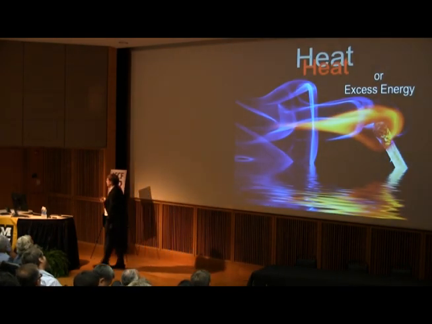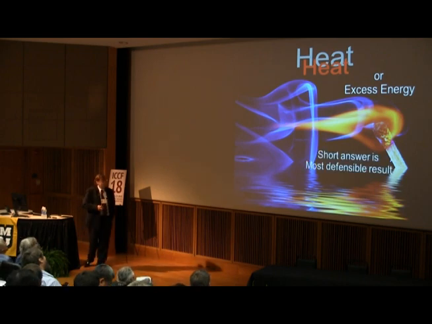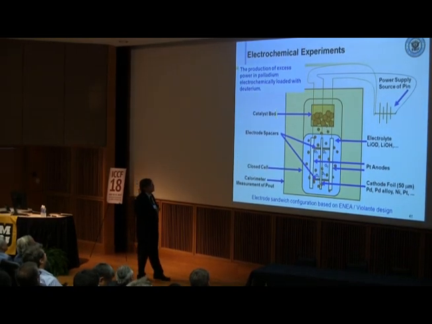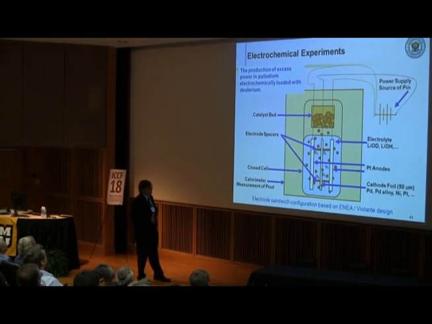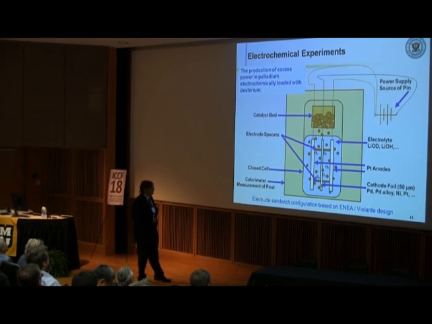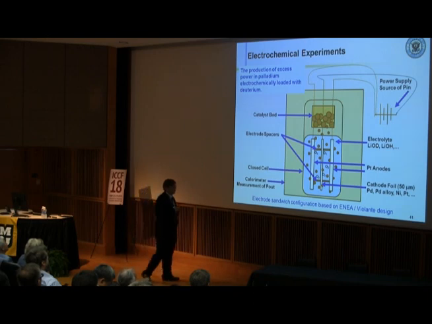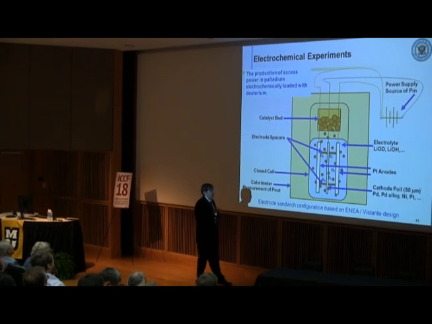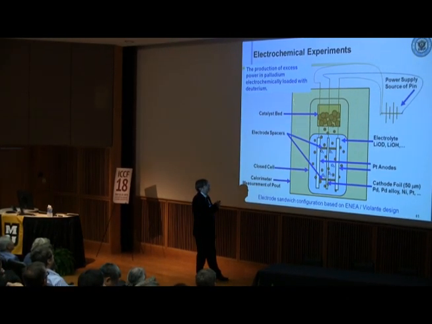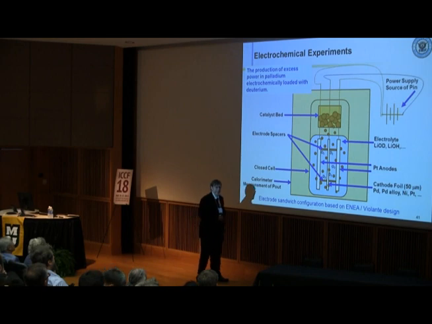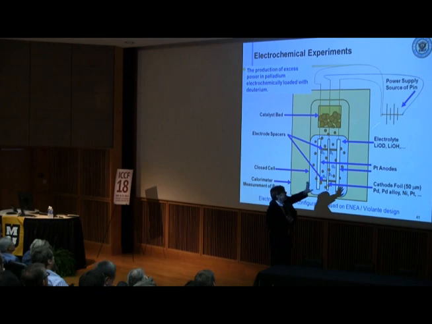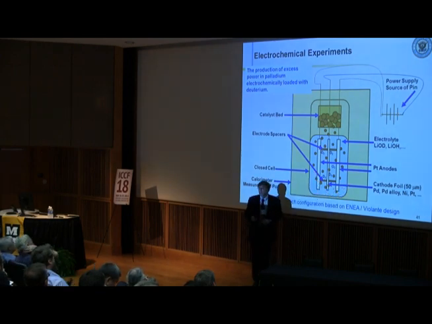The final thing is heat or excess energy. The short answer is this is the most defensible result that we've seen. All right? Let me just briefly talk about how we do electrochemistry. This is the classical Fleischmann-Pons type cell. We use an electrode sandwich configuration designed by Victoria Violante at ENEA. But we also have an internal recombiner. So this entire device is inside the calorimeter, a very precise calorimeter, which we'll talk about in a minute. So we apply a certain amount of energy in, and we measure that energy out with the calorimeter.